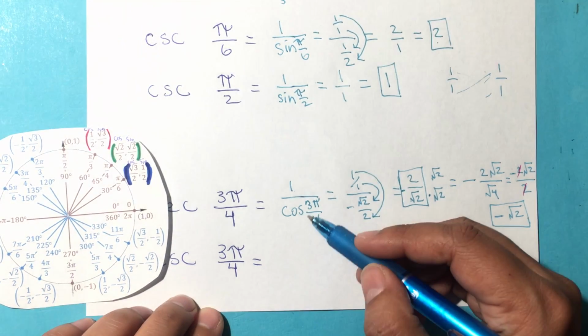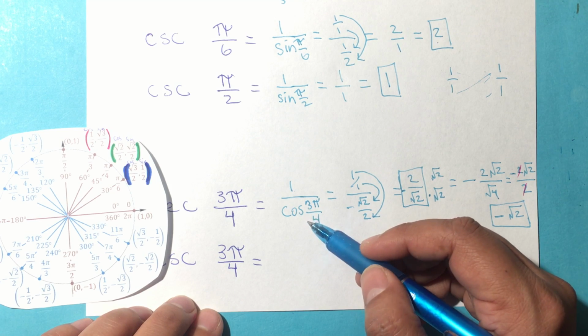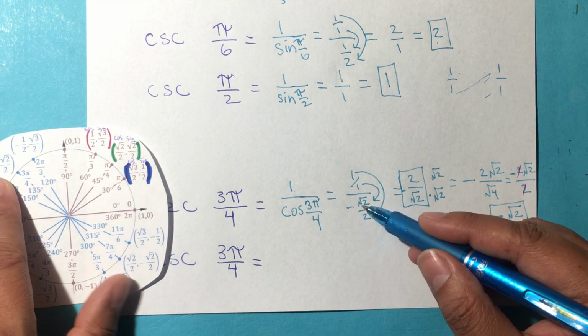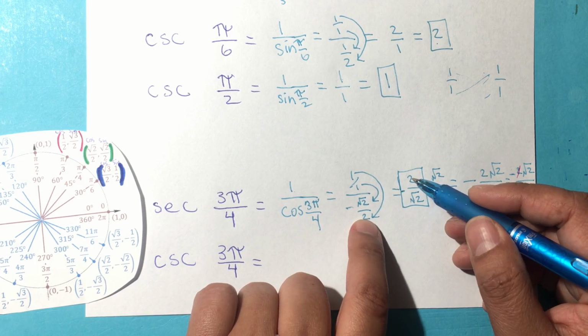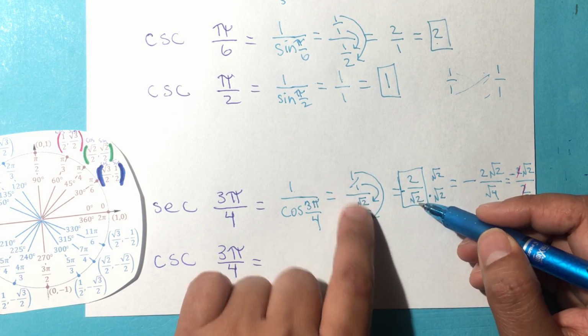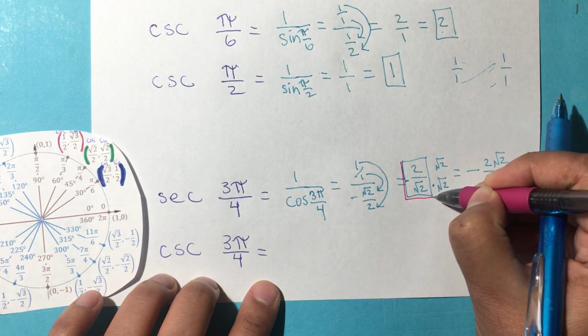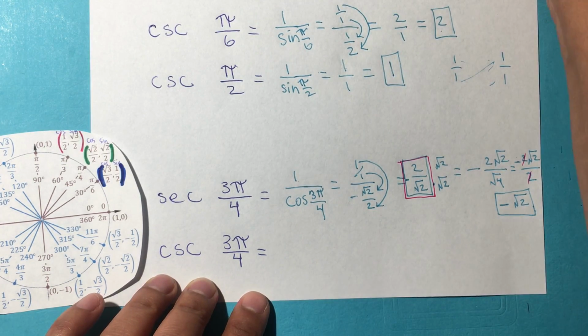And if you notice, the cosine of 3 pi over 4 is negative square root of 2 over 2 and this is 2 over the square root of 2. Okay, the reciprocal of each other. And that's if it's not simplified, of course. Last one.